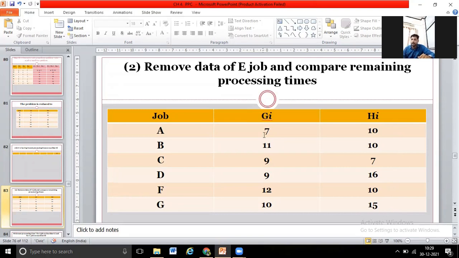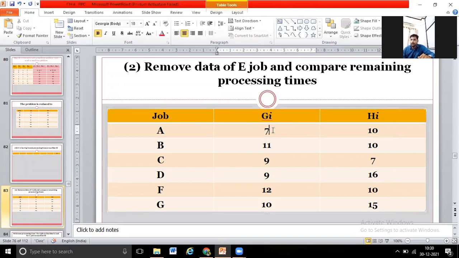Okay, now here we get the lowest processing time for the job number A as a 7 and for the job number C on second machine. Okay, job number A on the first machine and job number C on the second machine. There will not be any problem. We will apply our simple rule.